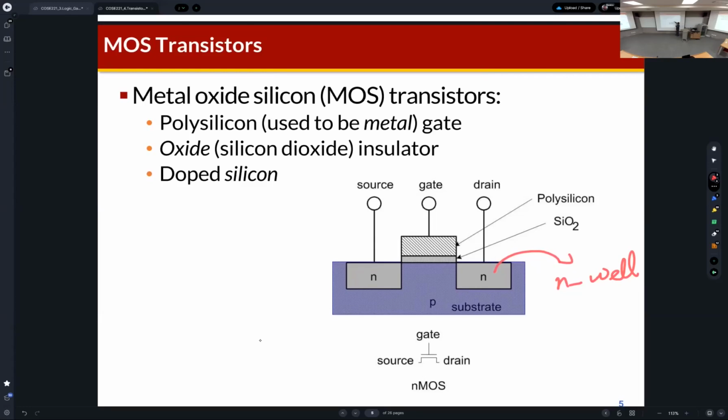Then the polysilicon is doped on this layer, and we generate the silicon dioxide layer and the polysilicon layer. SiO2 is a pure insulator, which means that the current cannot flow through this layer.